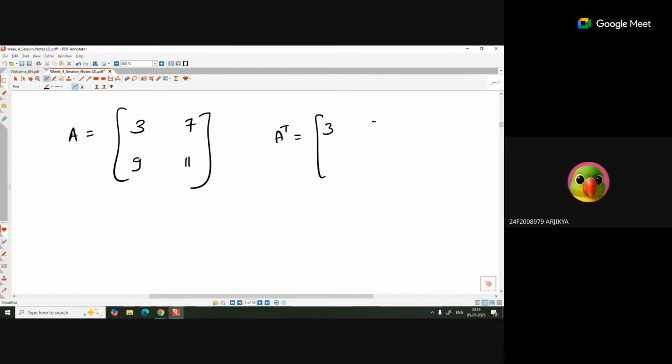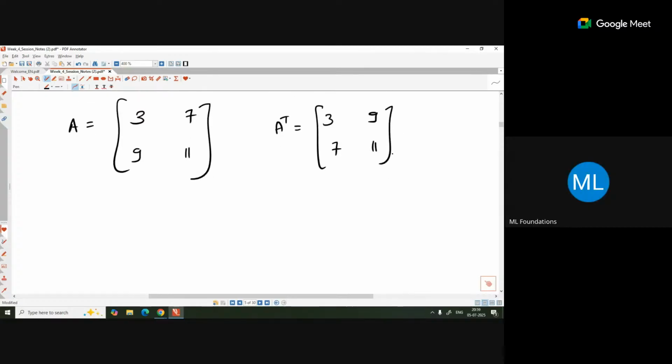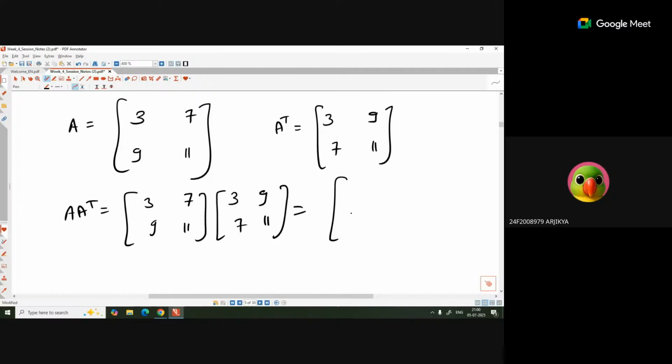What is A transpose? So A transpose A will be: 9 plus 49, that would be 58, and 27 plus 77, that will be 104, and the other one is also 104, and 81 plus 121 is 202.